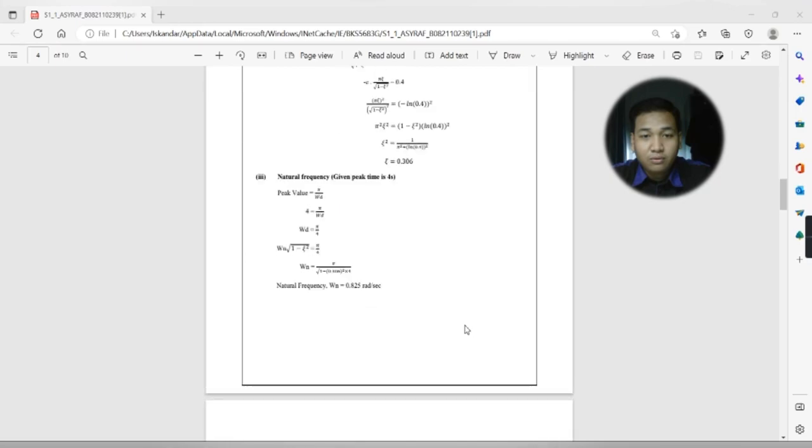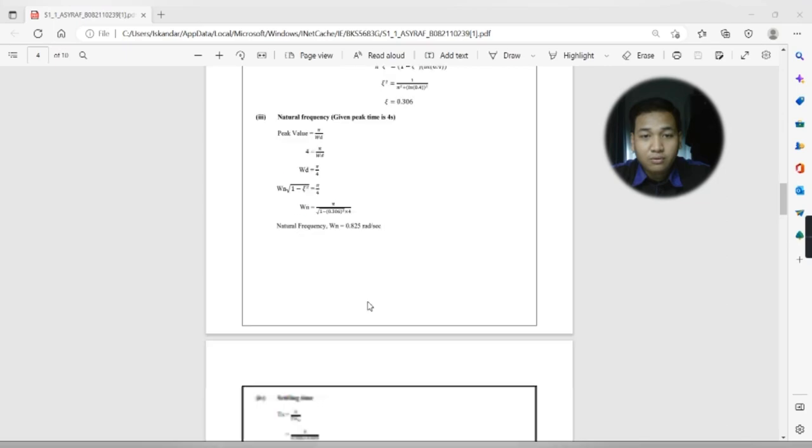For number 3, natural frequency, with given peak time of 4 seconds. As we know, the formula for peak time is lambda over omega d. The time given is 4 seconds. We substitute the 4, so 4 equals lambda over omega d. Then we just substitute and do the mathematical procedure. We will get the final answer for natural frequency as 0.825 radian per second.